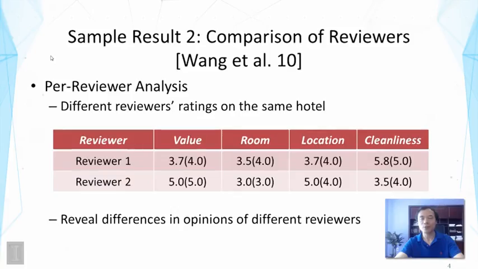The second result is to compare different reviewers on the same hotel. So the table shows the decomposed ratings for 2 reviewers about the same hotel. Again, their high-level overall ratings are the same. So if you just look at the overall ratings, you don't really get that much information about the difference between the 2 reviews. But after you decompose the ratings, you can see clearly they have high scores on different dimensions. So this shows that the model can reveal differences in opinions of different reviewers, and such a detailed understanding can help us understand better about reviewers and also better about their feedback on the hotel.